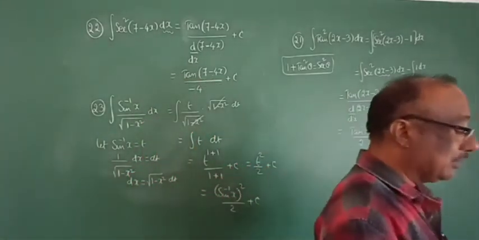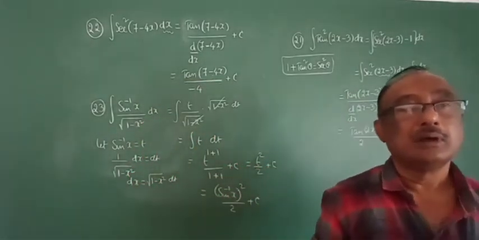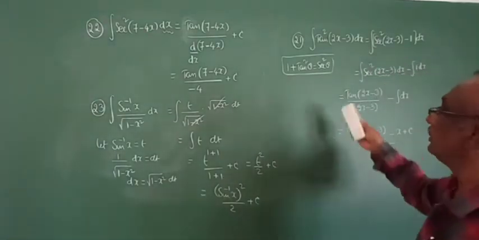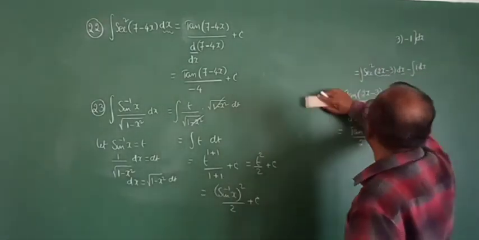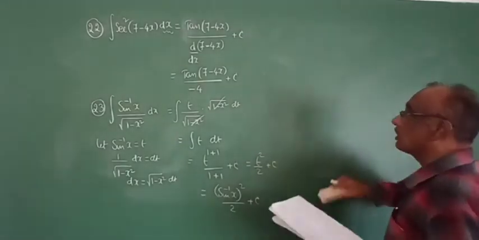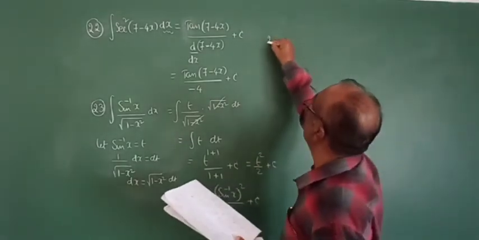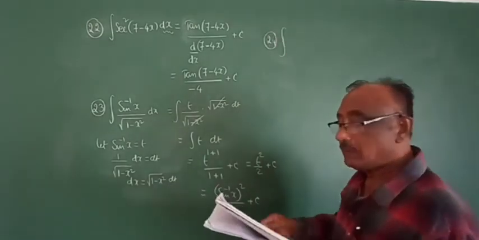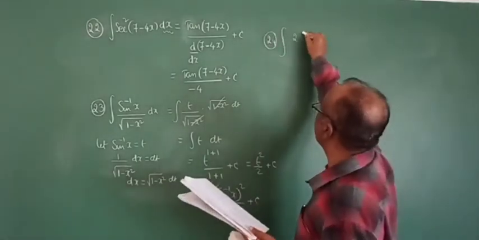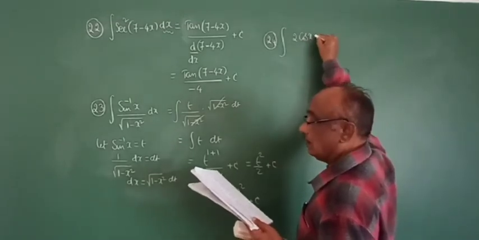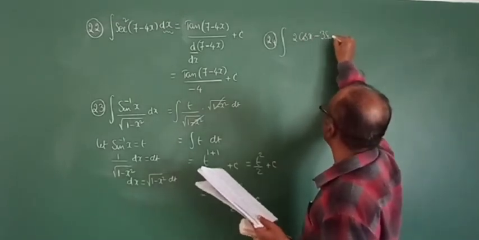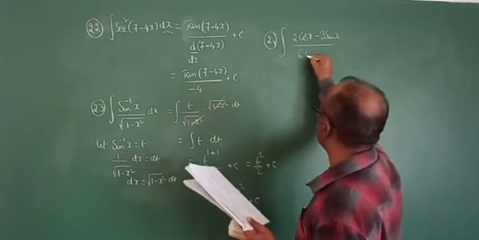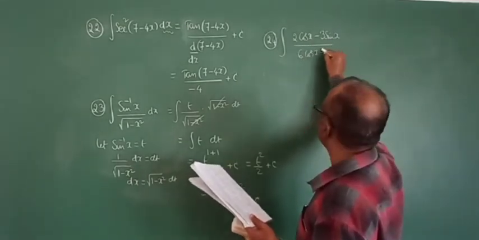Right, 24th problem. We are moving towards the 24th. First, we have to complete the 24th problem. Everyone see: the integral of 2 cos x minus 3 sin x, by the denominator 6 cos x plus 4 sin x.